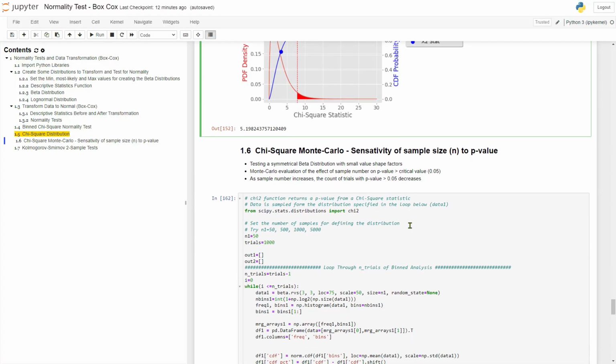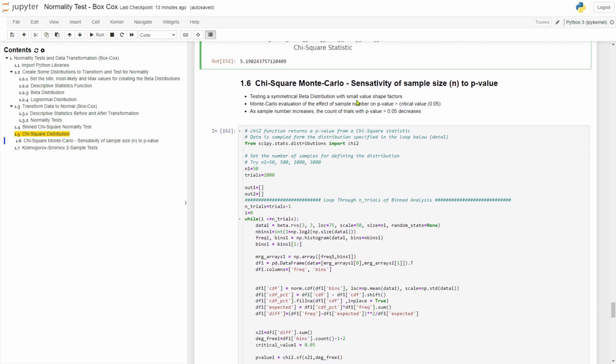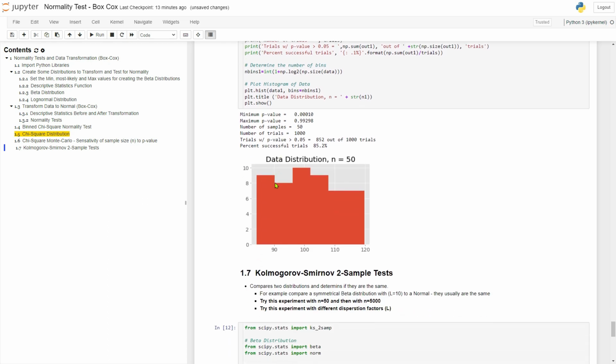Let's take a look at the effect of sample size on the outcome of the analysis of whether it's normal or not. I've run a Monte-Carlo sensitivity for a beta distribution that's symmetrical, that roughly has the shape of a triangle distribution, so a fairly broad standard deviation. And we're going to run a sample size of 50 and do 1,000 trials. So let's run this, and let's take a look at the result here.